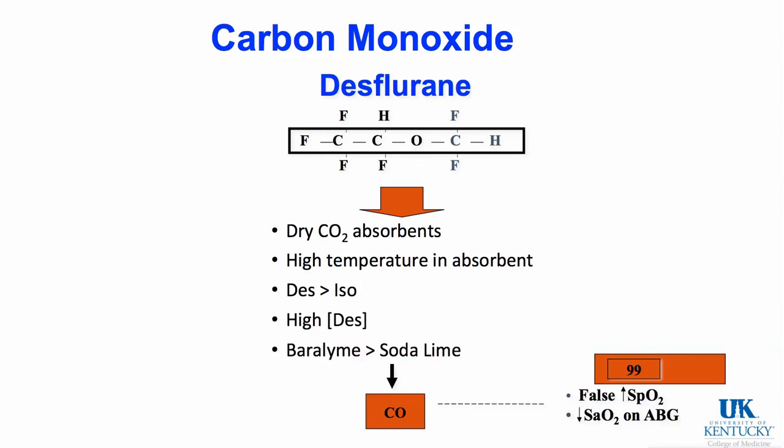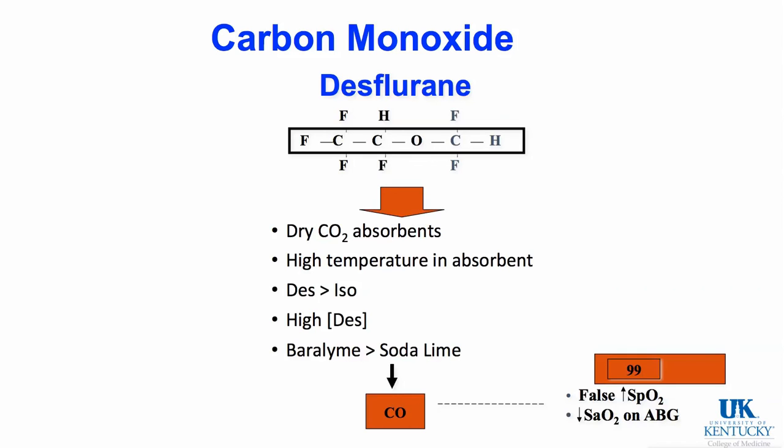Another problem with volatile anesthetic metabolism is carbon monoxide formation, specifically with desflurane, but also with isoflurane, desflurane being the worst actor. Desflurane in the presence of the CO2 absorber when it's dry. So this is not metabolism of desflurane in the patient's body. This is desflurane in the CO2 absorbent in that hot alkaline environment. If it's very dry and gets up to a high temperature, especially with baralyme, which you're not going to be using, but soda lime can also do it, you can get carbon monoxide formation.